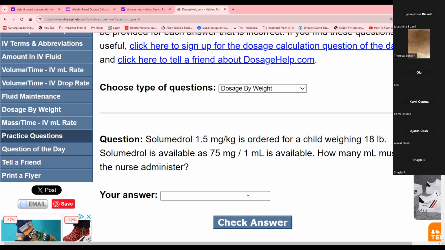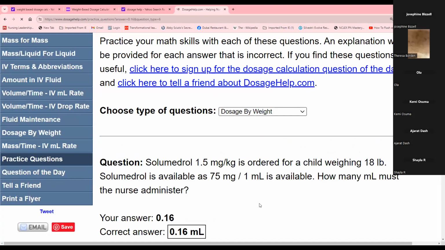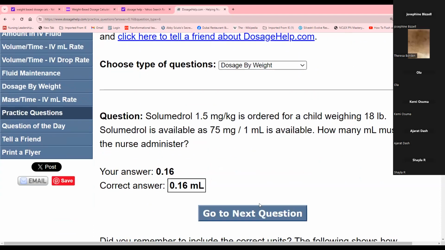What do we get? 0.16 mL. Is that what everybody got? Yes. Don't be scared. Be scared on the test, not now. Because if you learn it now, then you don't have to be scared on the test, right? Rock stars right there. Anybody need me to go over that one again?